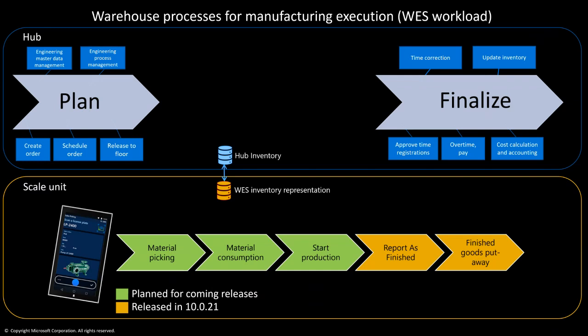So you can see here as of 10.0.21, we now have the ability via the warehouse mobile app to report as finished these production orders, as well as perform finished goods putaways. And in the near future, we are also planning the ability for material picking, consumption, and production starts from the warehouse mobile app as well. And then, just like on the last slide, once the orders are completed, the finalization phase moves to the hub unit for those final calculations and costings.